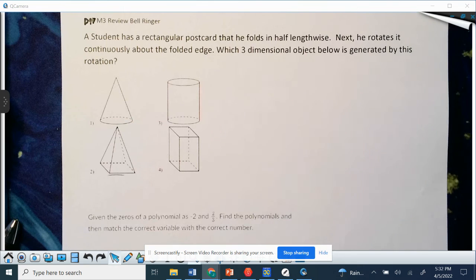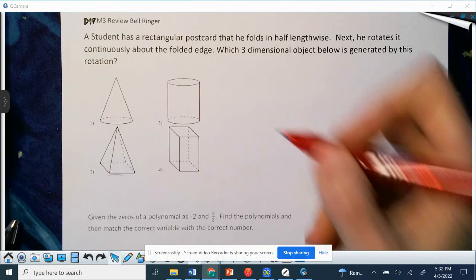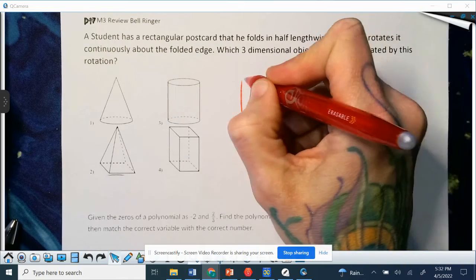Working through day 47's Review Bell Ringer to go over so you know what you're doing wrong or what you're doing right, so we can confidently be ready for those EOC style questions. So the first one, a student has a rectangular postcard. So you want to think about a rectangle, and he folds it in half lengthwise.